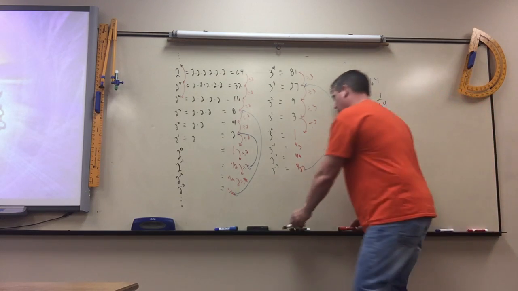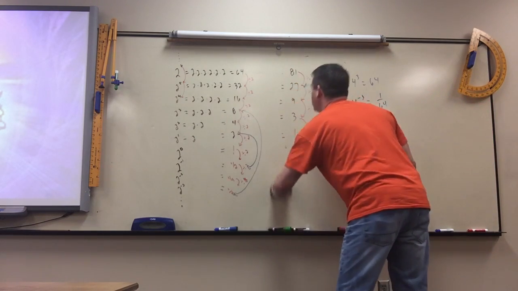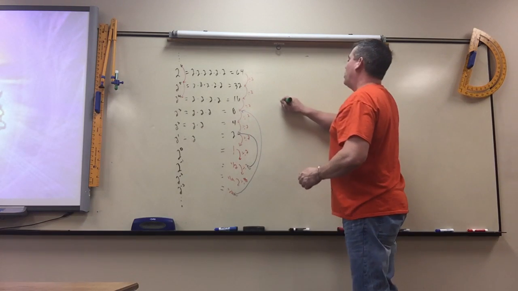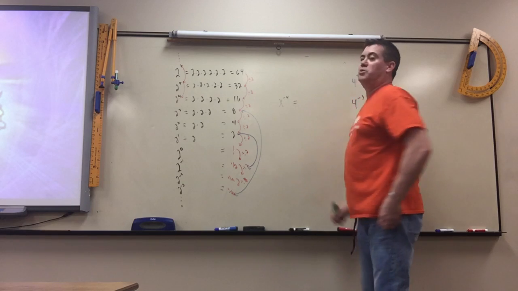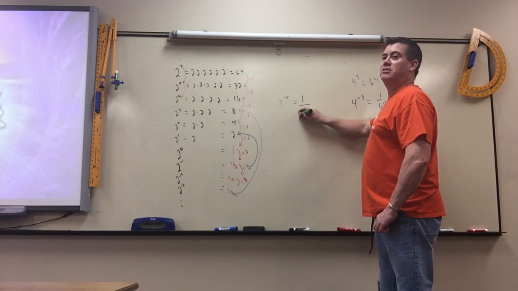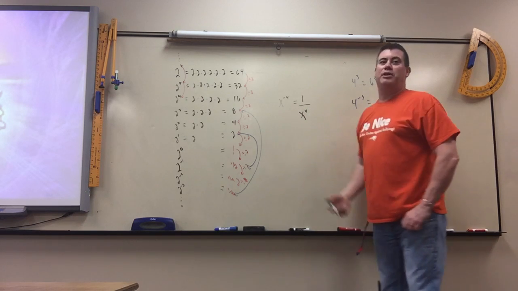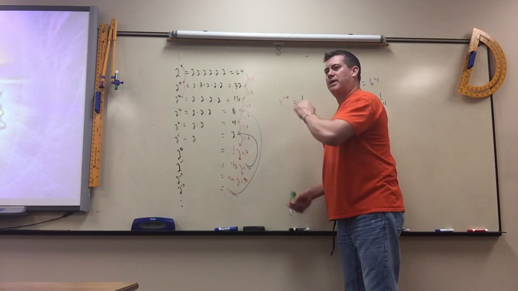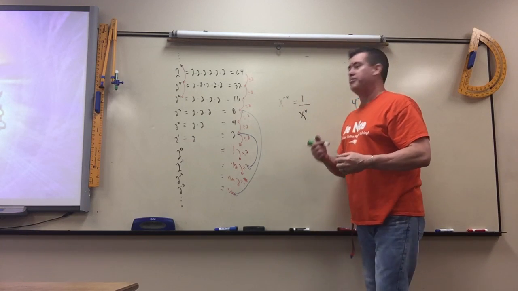Oh, I should show you the ones with the letters. What's x to the negative 4 going to equal? That's it. 1 over x to the 4th. Okay. So, anytime you've got a negative exponent, this is probably the easier way to remember it.